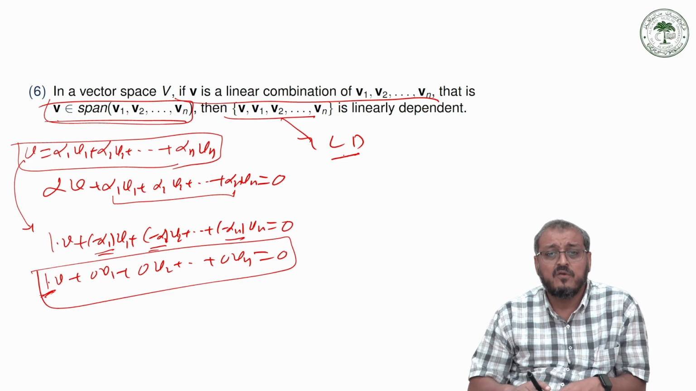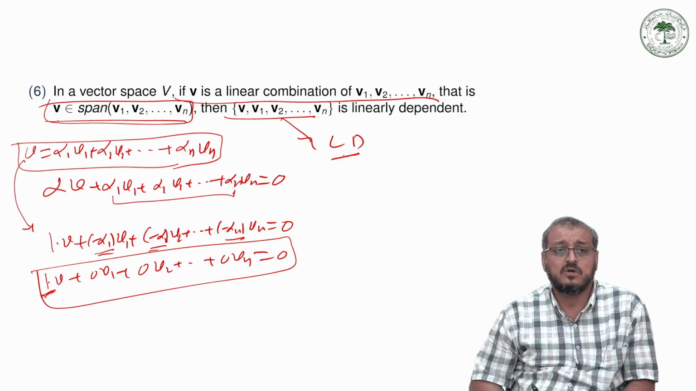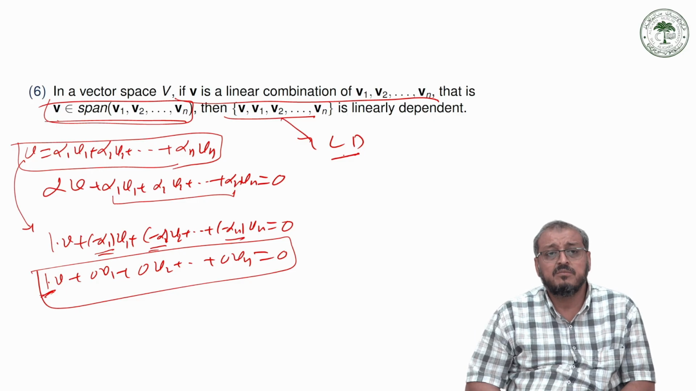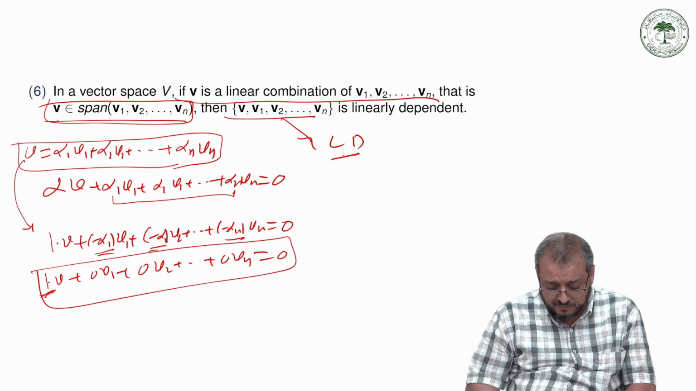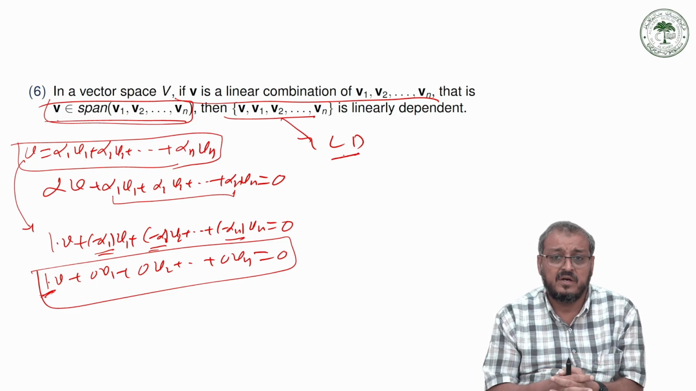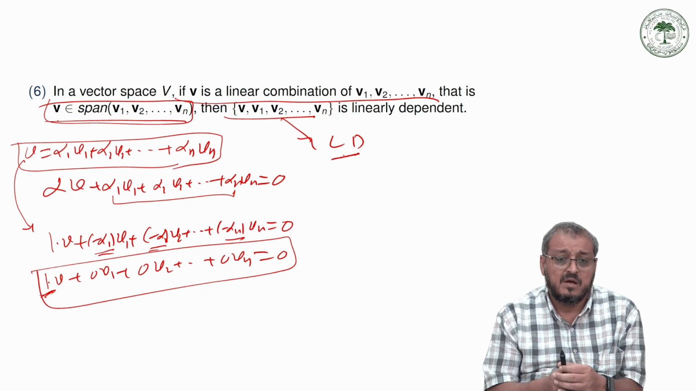So I stop here for today's class. In the next class we will also discuss some other properties of linearly independent and dependent vectors, some more important results which will be useful, and some problems, and then we move to the basis of a vector space. So I think I can stop here.